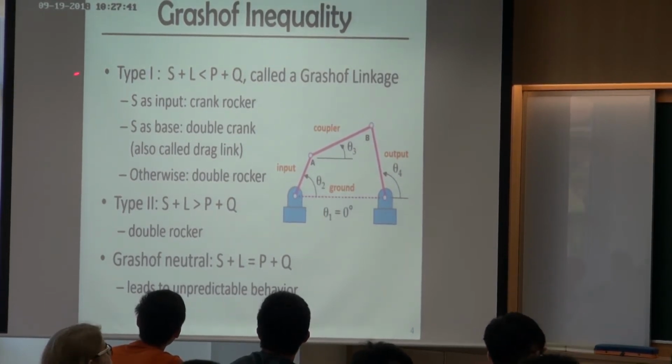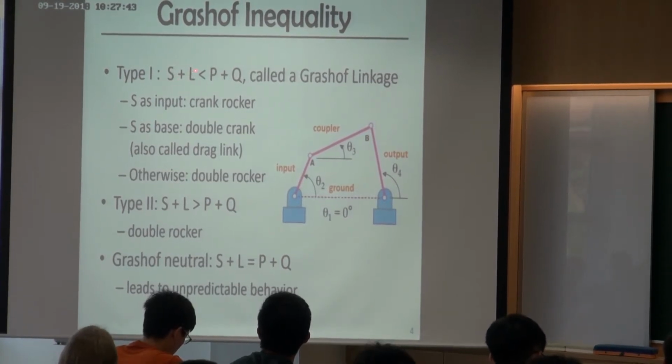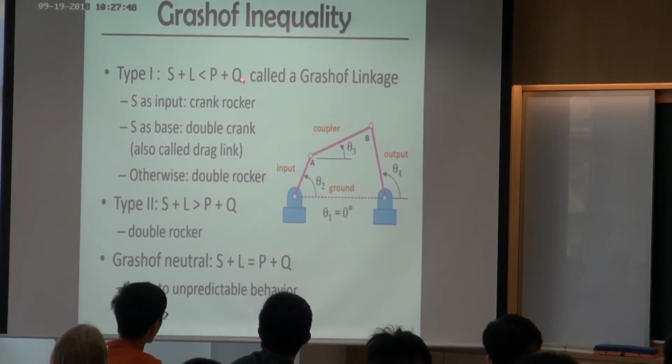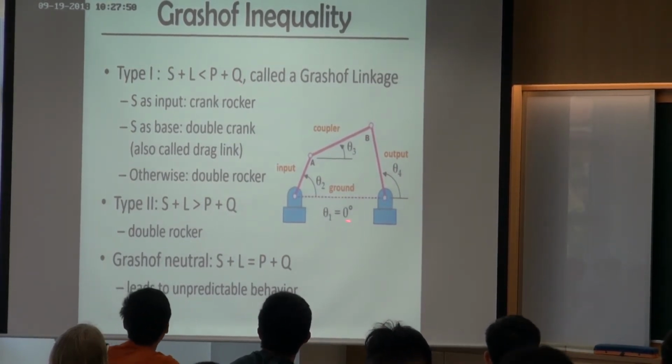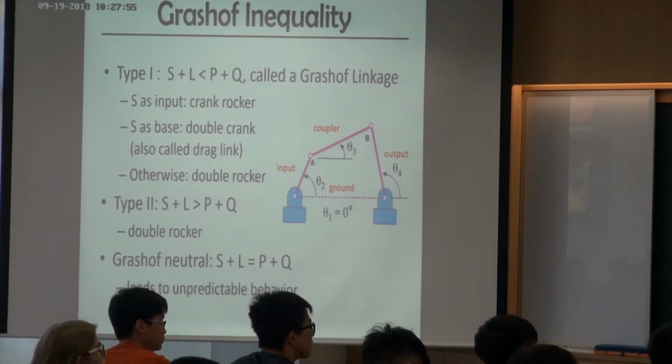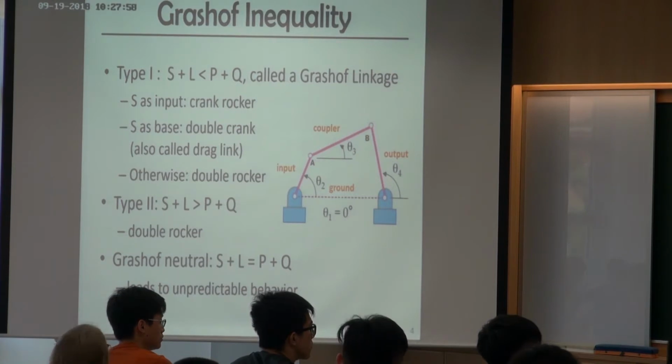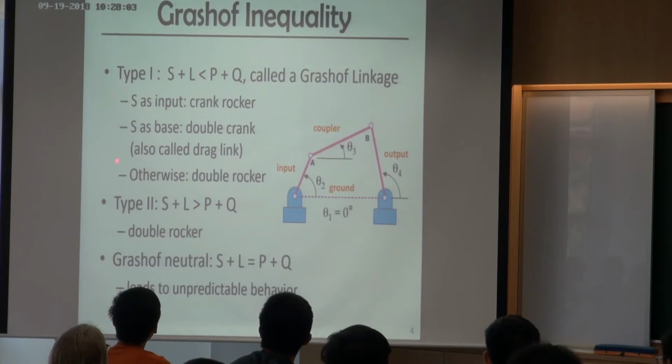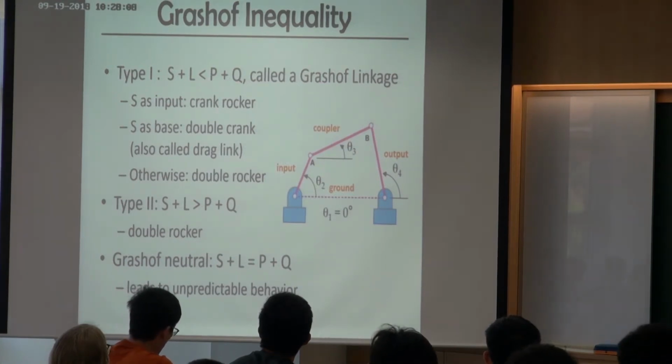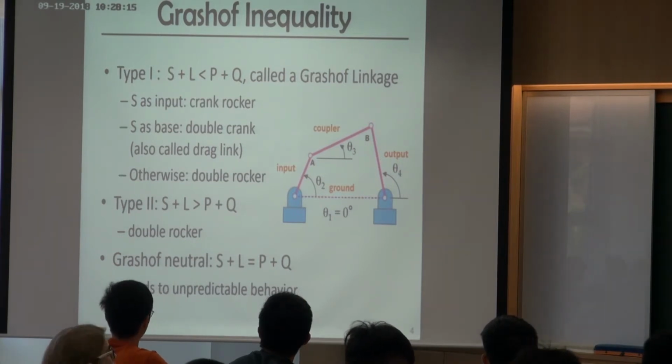In type 1, if the length of the shortest link plus the longest one is smaller than the remaining 2, then we call this a Grashof linkage. I will show you its property later. Even in this type 1, you can categorize this mechanism into 3 subtypes. The first one is we use the S, the shortest one, as the input. In this mechanism, we call it a crank rocker.